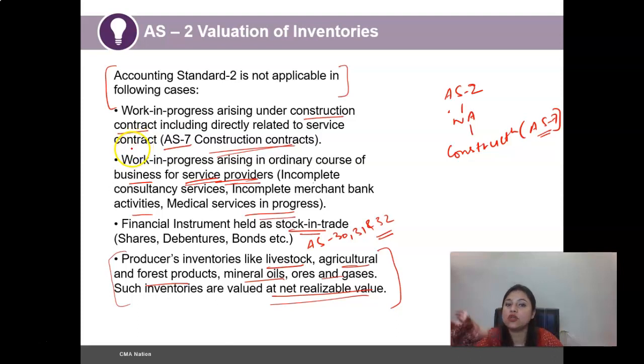These exceptional cases have to be kept in mind, and you have to make sure that while you are solving a question related to valuation of inventories, the concepts of accounting standard 2, valuation of inventories, will not be applicable in these 4 cases.